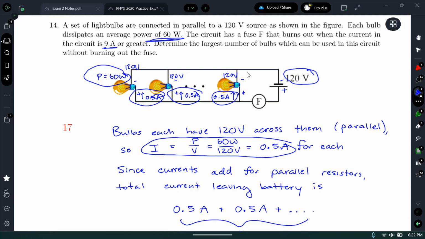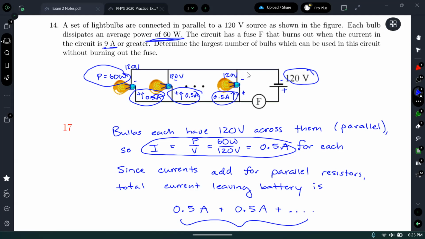So say I had just 2 bulbs. How many amps of current would flow through the circuit? Just 2 bulbs. Okay, so get rid of one. So it'll be 1. Yep. Okay. Say I had 3 bulbs. How many amps of current? Okay, well, then it will go back to 0.5.